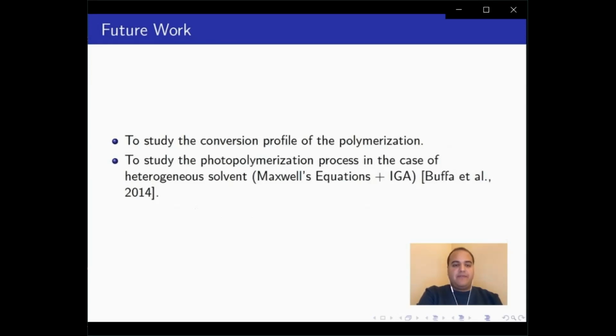This means we have to take light scattering into account. So we have to model the illumination using Maxwell equations. Then isogeometric analysis will be used to have precise results in this case.